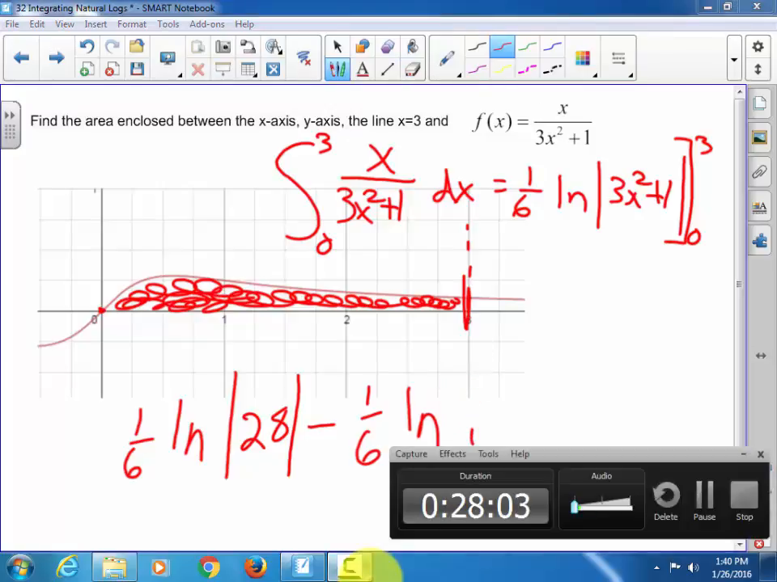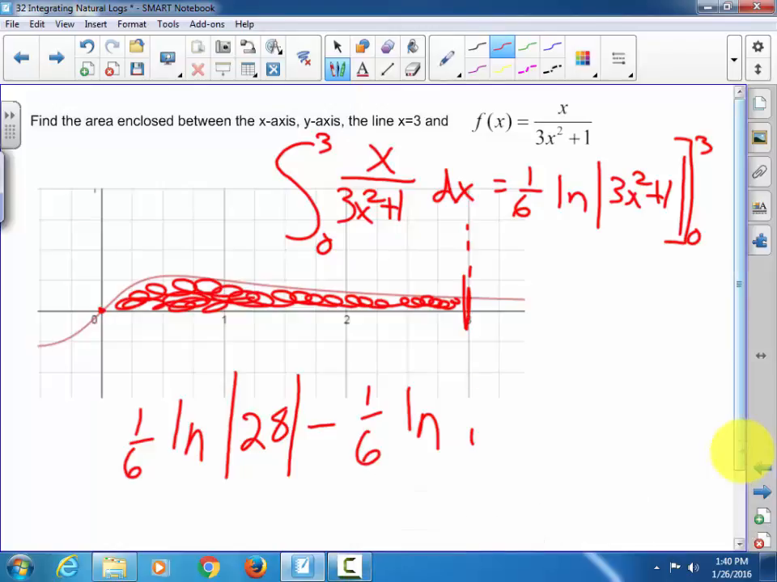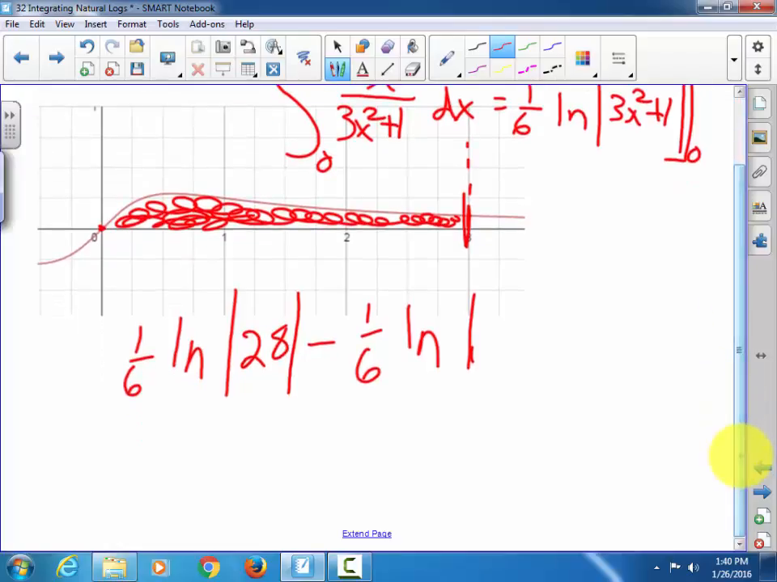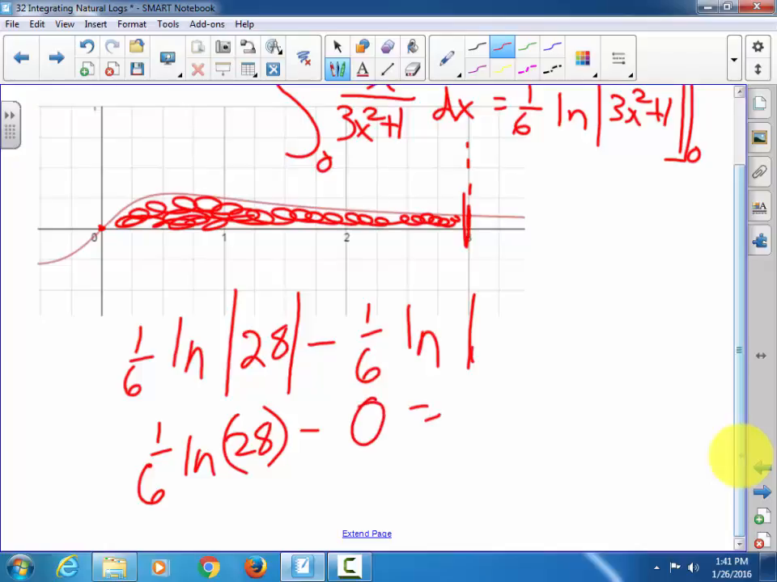Can anybody tell me what the ln of 1 is? e to what power is 1? Yes, 0. So this winds up being 1/6 the ln of 28. I'm going to leave the absolute value bars off because I know 28 is a positive number. This is just 0. So this tells us that if we can calculate this number, that would be the area above the x-axis and below that curve there. 1/6 the ln of 28.